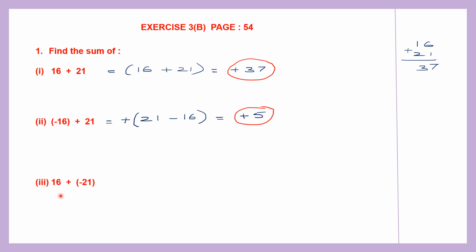In the next one, we have 16 plus negative 21. Again, signs are different, so we have to subtract. And what sign should we give? We should give the sign of the bigger number with the bigger numerical value, that is 21 has a negative sign. So here we say negative. And remember, we have to subtract. Whenever signs are different, we subtract. 21 minus 16. The sign is minus and the number is 5. So our answer is negative 5.